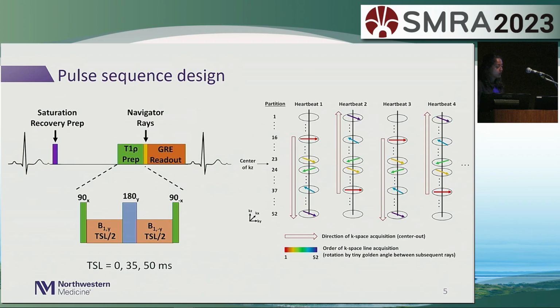Our data was acquired in a stack of stars k-space sampling scheme in a center-out approach where every heartbeat we alternated the direction of k-space sampling. In addition, within each 3D stack, we rotated the angle of the acquisition by tiny golden angle, and within each heartbeat, rotated by golden angle.